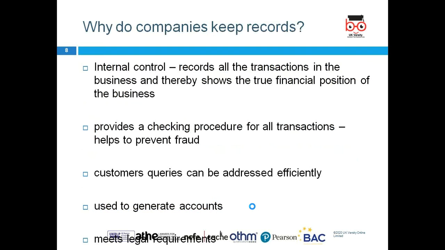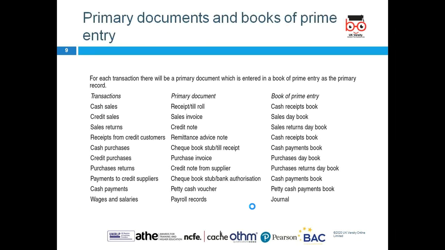Okay. Companies keep records for internal control. Record keeping provides a checking procedure for all transactions, so there is no fraud. It also helps prevent fraud. If we have financial information and a financial statement, customer queries can be addressed. We can prepare accounts from these.